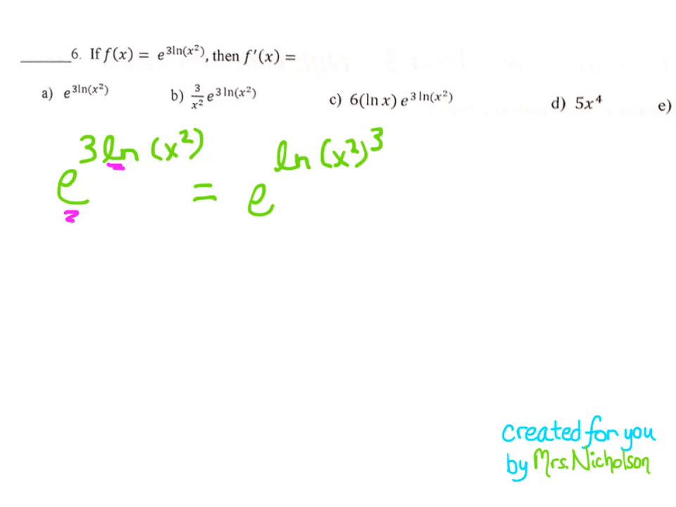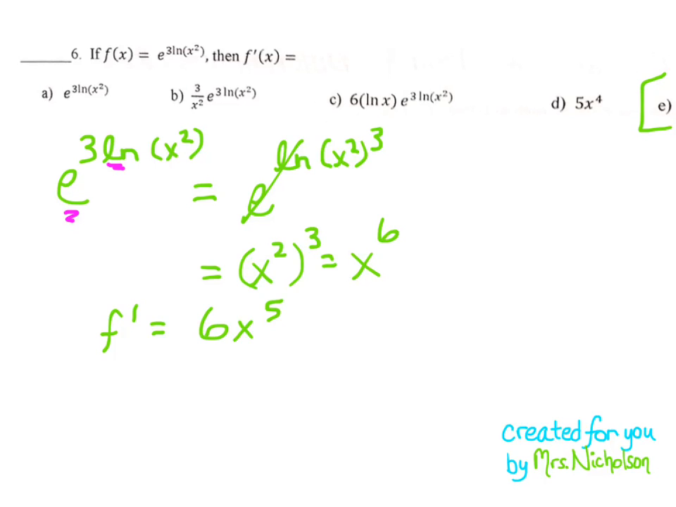And now I have e to the natural log, and those undo each other because they're inverse operations. And so I'm just left with x squared cubed, which is x to the 6th. Multiply those exponents. So now I have a really simple function. This is my f of x, and so f prime is just going to be 6x to the 5th, which is, I cut it off on my graphic here, but that is answer E over there, 6x to the 5th, answer E for number 6.